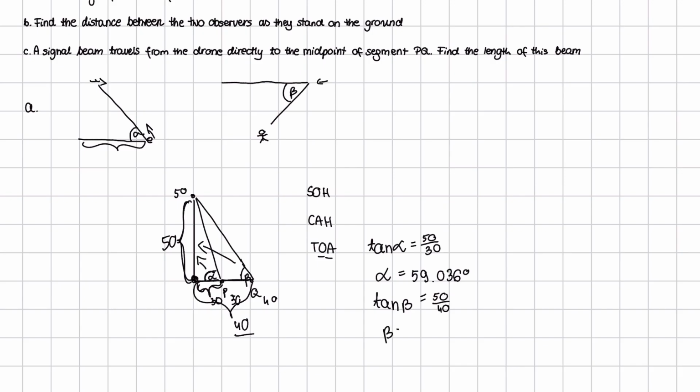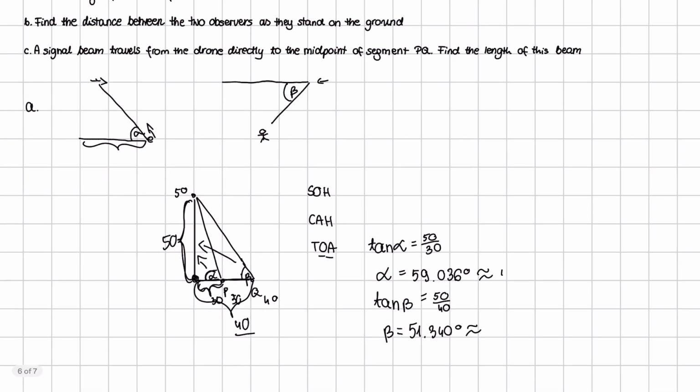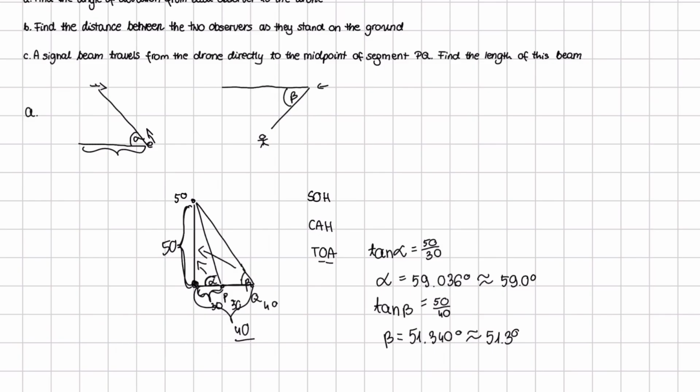And this angle is 51.340 degrees. Of course, we can round it to three significant figures, so 59.0 degrees, and in here 51.3 degrees. B. Find the distance between the two observers as they stand on the ground.